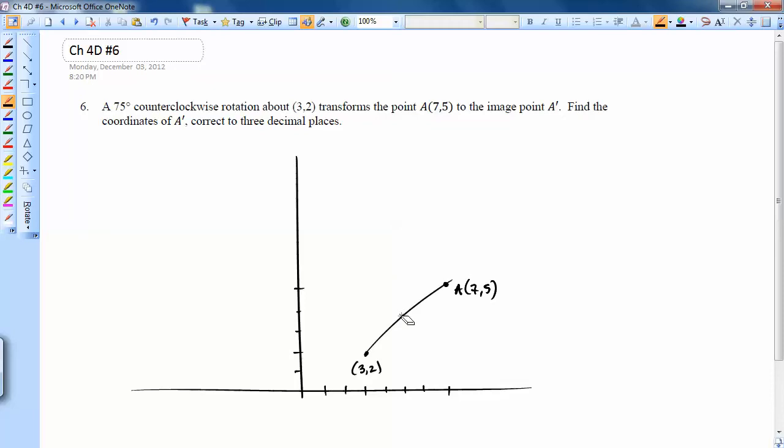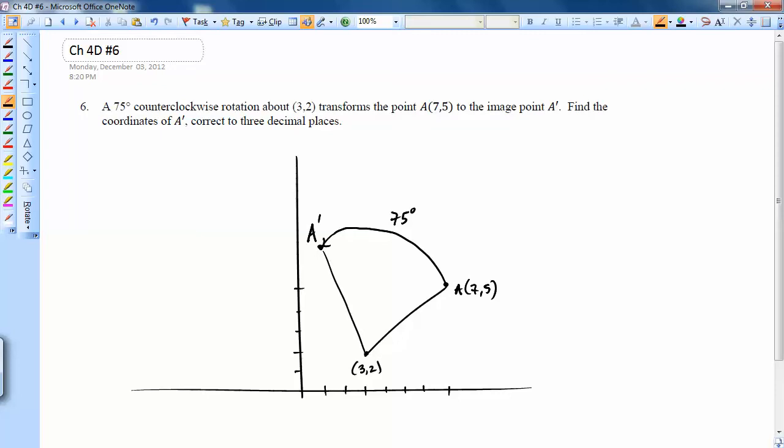So I'm going to do a really rough sketch of this thing. And 75 degrees, maybe it'll end up like about here. A prime, where this angle, that arc is 75 degrees.